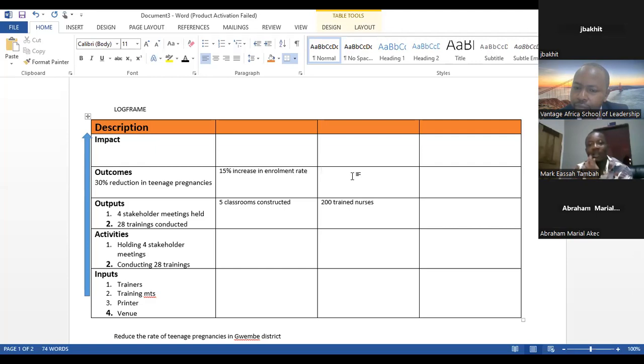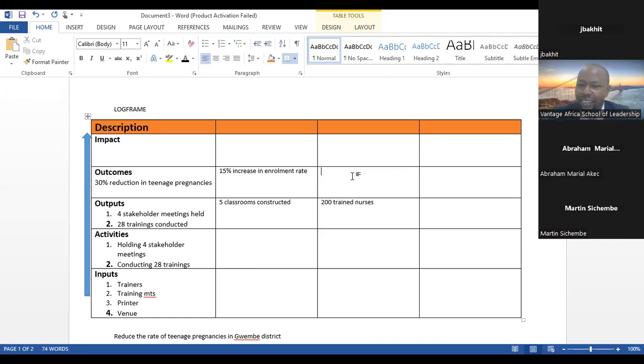15% increment in nurses was completed. Can I try? Can I put in something? Mark, Abraham doesn't agree with you. Can I respond as well? Let's hear from Abraham and then we'll go to Martin. Abraham? Okay. For me, it is 15%. Yes. It is 15% reduction in maternal mortality rate.